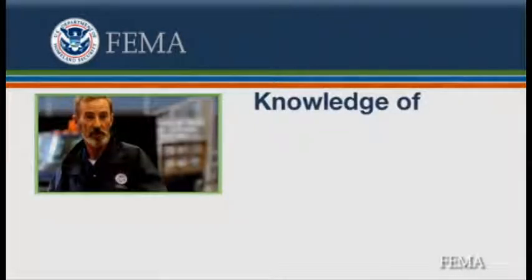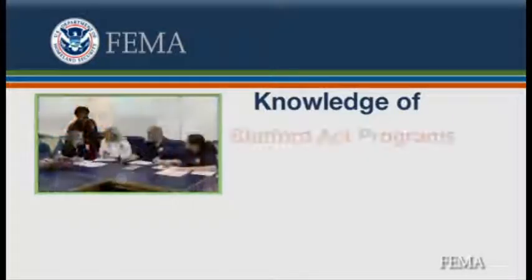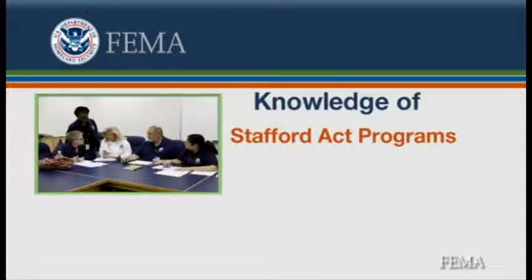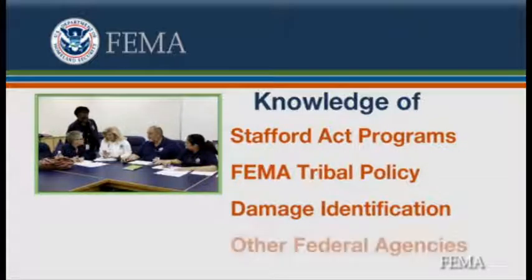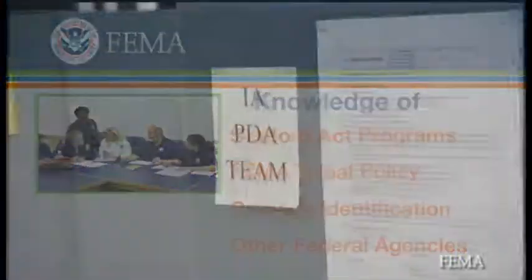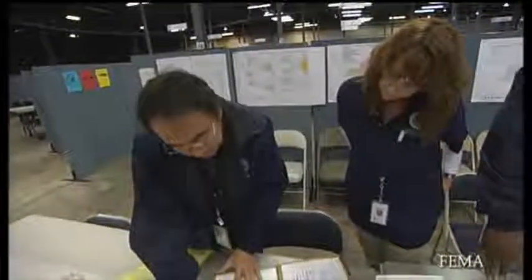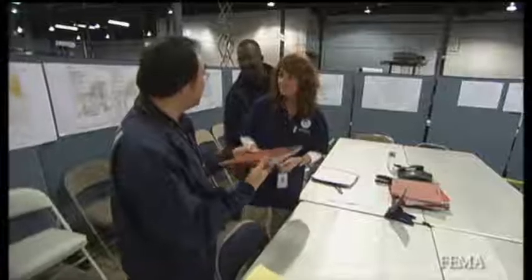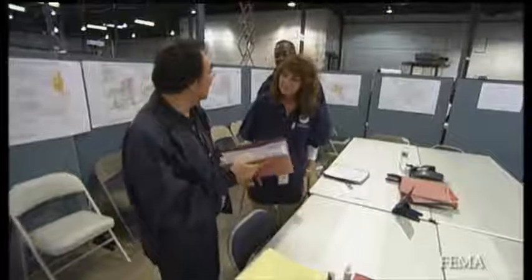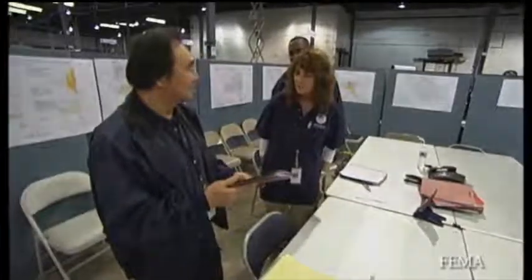FEMA's role in the PDA is to ensure that IA staff is trained to have an understanding of the Stafford Act programs, FEMA tribal policy, damage identification, and other federal agencies. Most importantly, FEMA is responsible for reporting the results of the PDA, reconciling any differences in the collected data, and obtaining concurrence of the findings with their state counterparts.